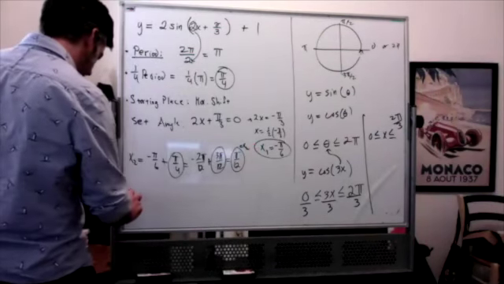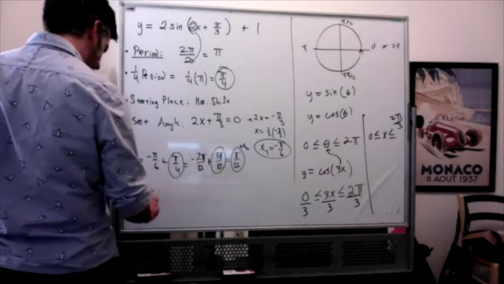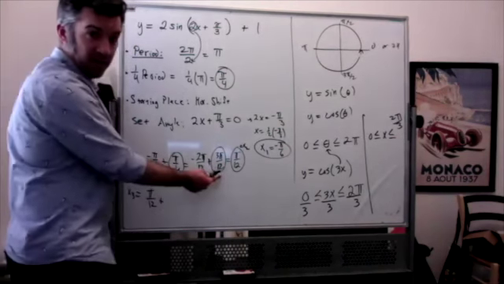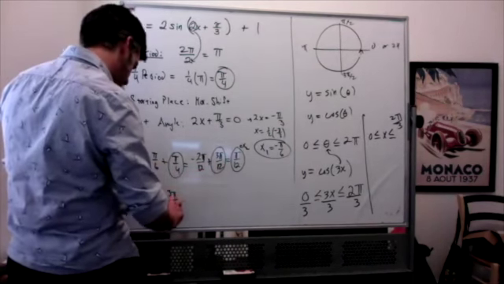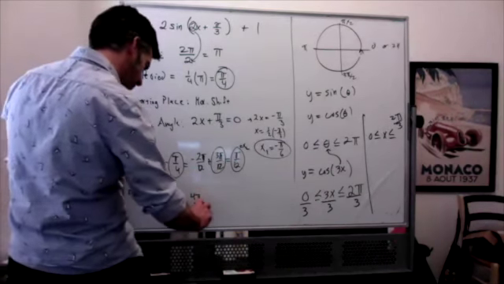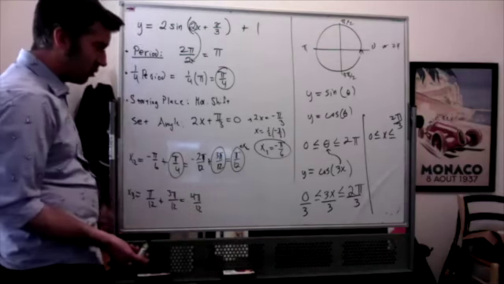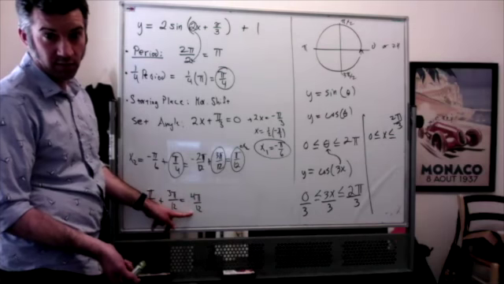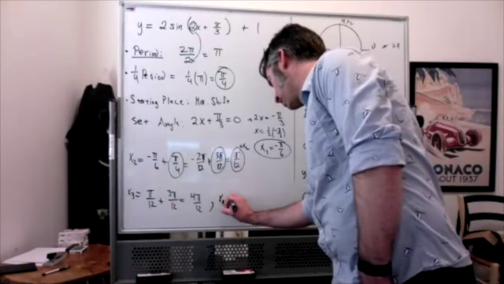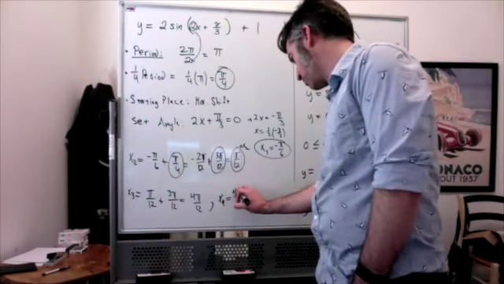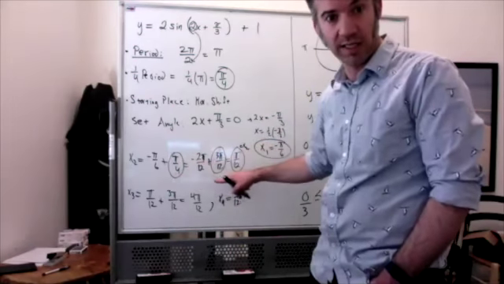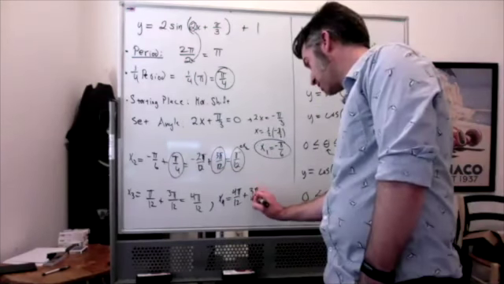To get the next value, we take our previous value, pi over 12, and we add on 1/4 of our period. But we already know 1/4 of our period is 3 pi over 12. So then pi over 12 plus 3 pi over 12 is 4 pi over 12. And yes, I know we could reduce that to pi over 3, but I don't want to. The fourth value, x4, is going to be the previous value, plus, again, 1/4 the period, which is pi over 4, or easier, 3 pi over 12, to get 7 pi over 12.